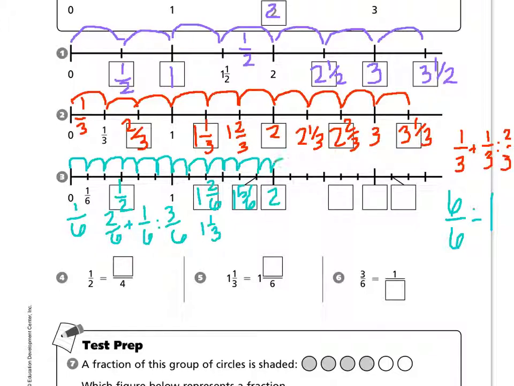Then I have 2 and 1/6, 2 and 2/6, 2 and 3/6, which is 2.5, and 2 and 4/6. I know that 2 and 4/6 though would be reduced to 2 and 2/3. You can see also that this correlates up here. Then I have 2 and 5/6, and then I have 3. Then I have 3 plus 1/6 is 3 and 1/6. Remember to reduce when possible.